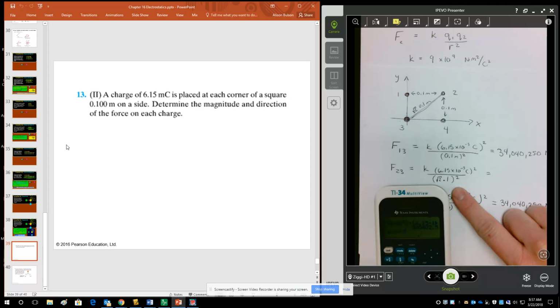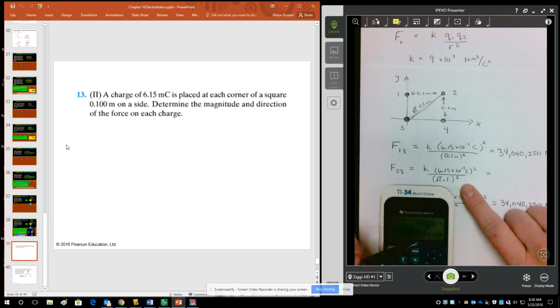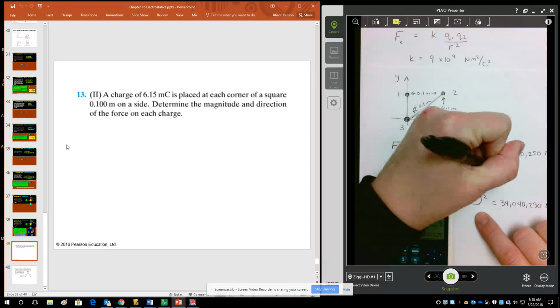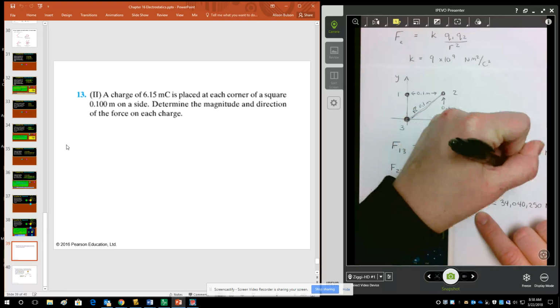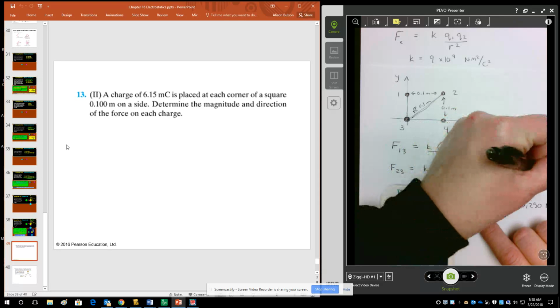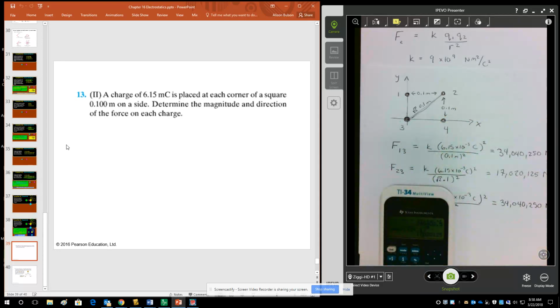Oh dear, how do I do square root of 2? Square root of 2, times 0.1 quantity squared. Go. And we have a smaller force because we're larger distance apart. So this is 17,020,125 newtons. All right.